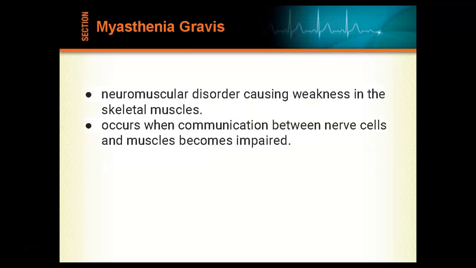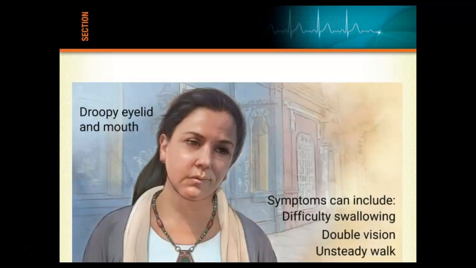All right, myasthenia gravis. This is a neuromuscular disorder causing weakness in the skeletal muscles, and it occurs when communication between nerve cells and muscles becomes impaired. We'll look at nervous system disorders next week, but a lot of these, it's not necessarily the muscle, it's the nervous system and the muscular system. So there's an impairment here between the nerve cells and the muscles.